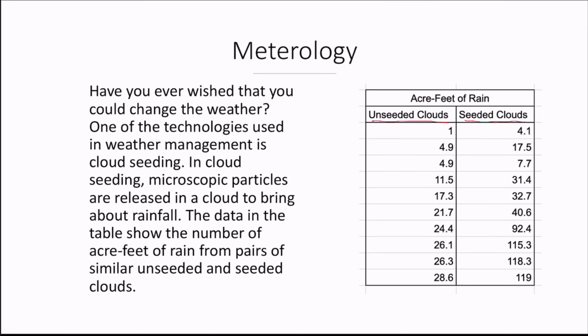Right, here's our cloud data. And so when I input a 1, I output a 4.1. So that's one input with one output. But when I input a 4.9, sometimes it outputs a 17.5, and sometimes it outputs 7.7. So this is not a function. Because there is an x value that gives two different y values, this is not a function.